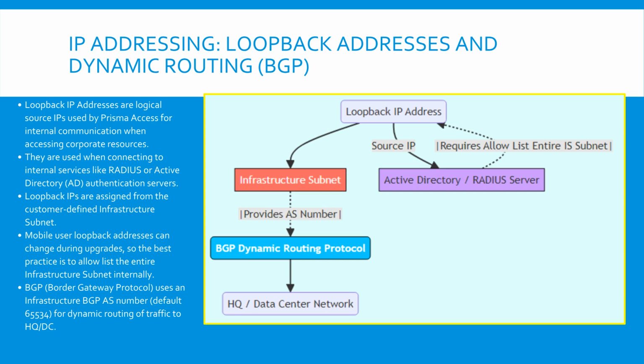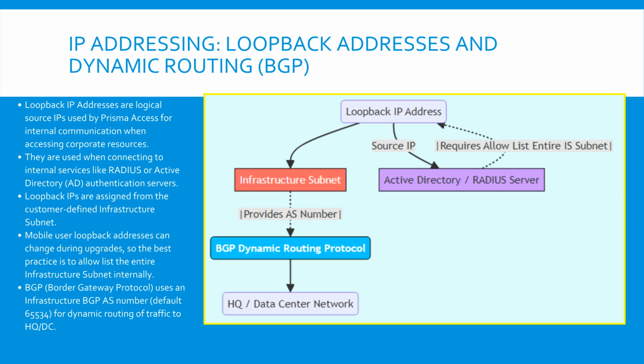A key distinction is that while loopback IPs for service connections remain stable, the loopback IPs used by mobile users can change dynamically, particularly after an infrastructure or data plane upgrade. Therefore, Palo Alto Networks strongly recommends that you allow list the entire infrastructure subnet range on your internal servers to ensure continuous authentication and access.